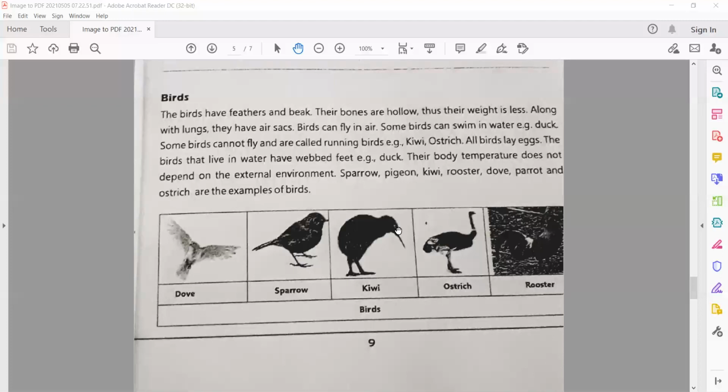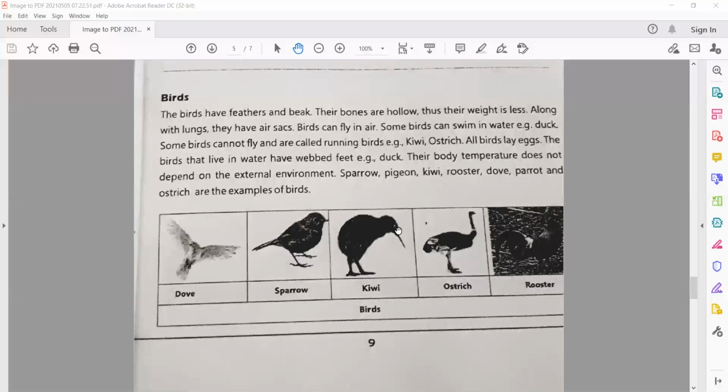All birds lay eggs. The birds that live in water have webbed feet. Webbed feet mean जालीदार feet उनकी होती है ना. आप लोगों ने डक को देखा है, आप लोगों ने डक के टोस को देखा है. Their toes are connected by a membrane. Web type feet होती है इसकी ना. उसकी जो toes होते हैं वो एक दूसरे के साथ connected होते हैं through a membrane.